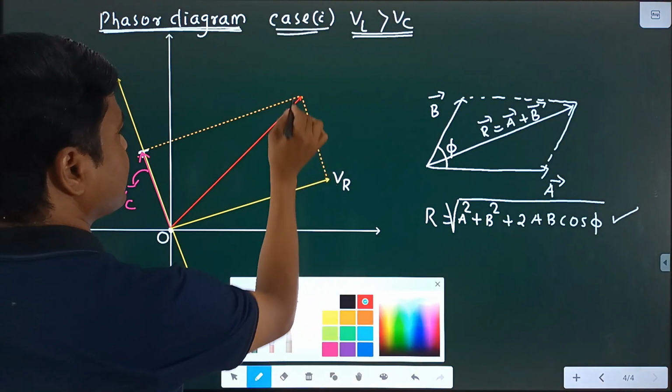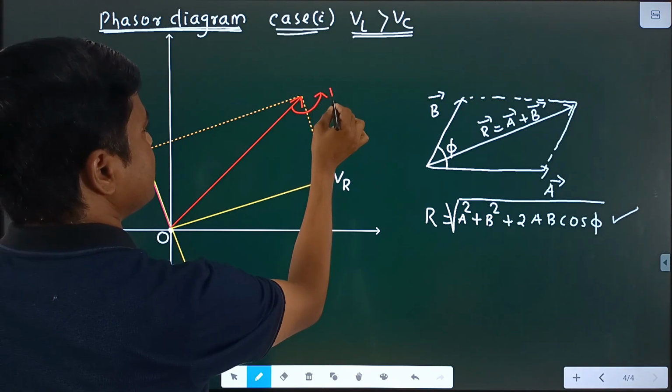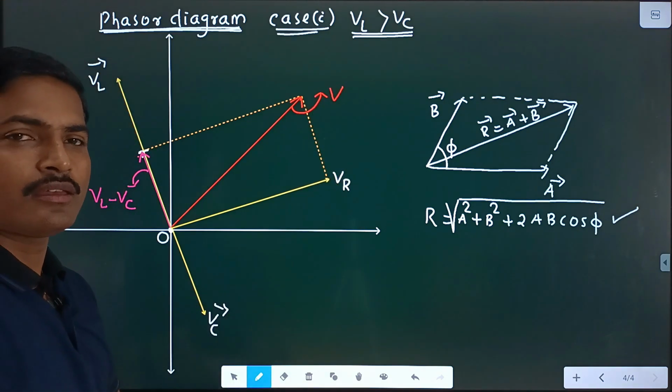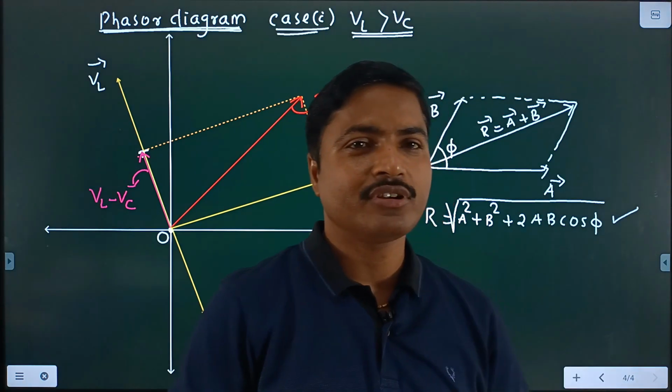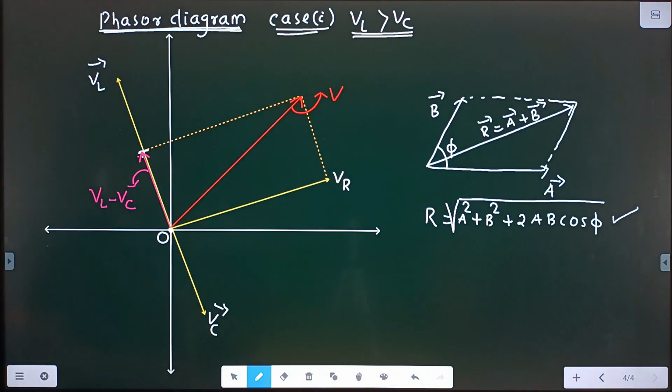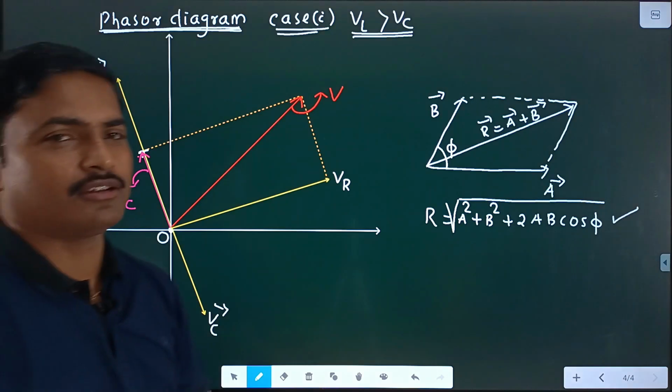Result means we write that is V. V means that is the applied voltage, that is applied alternating voltage. Clear? That means VL, VR and VC. If we add VR, VC and VL, then V is the result.